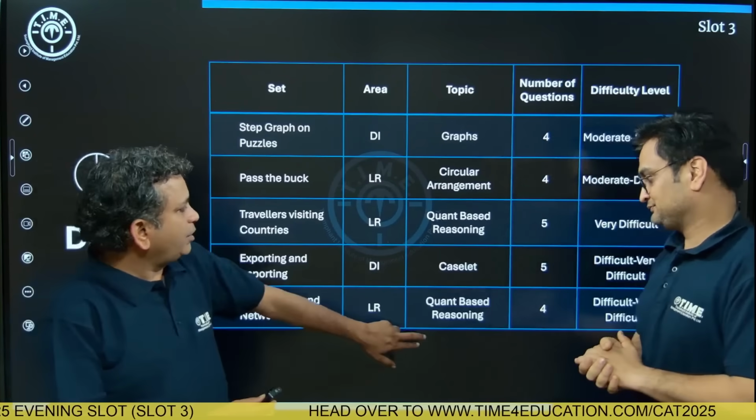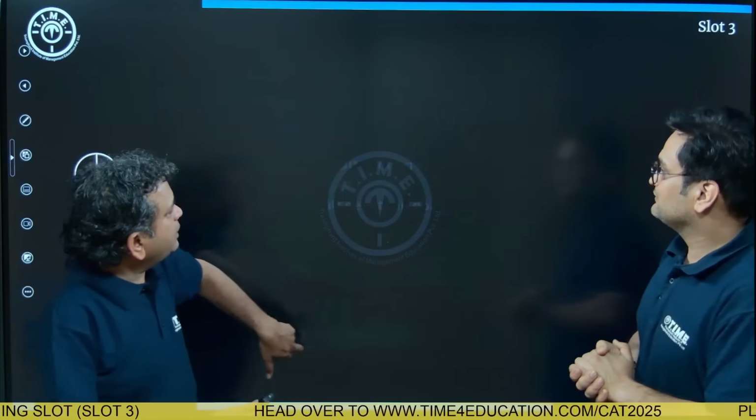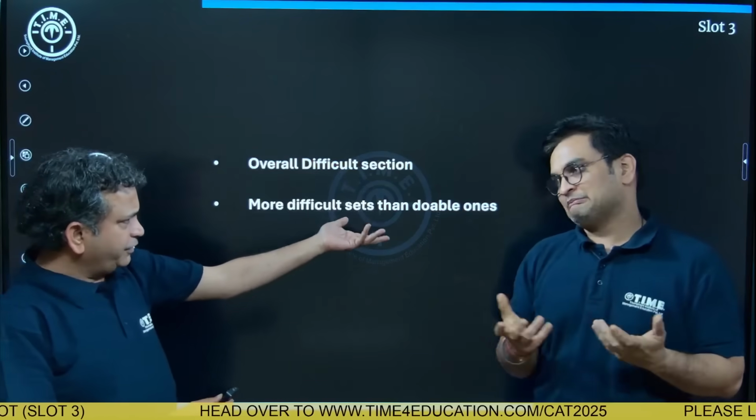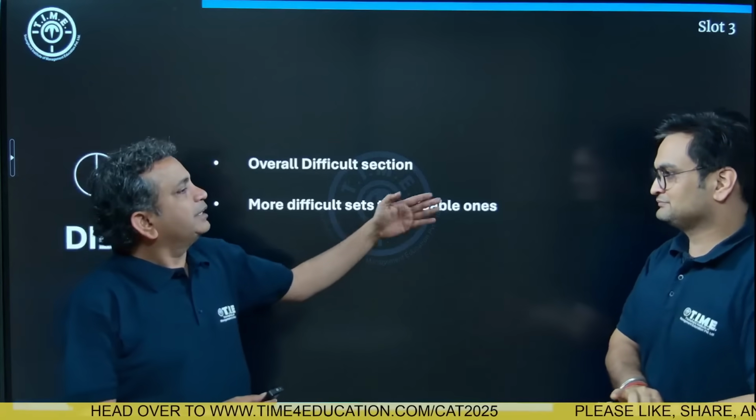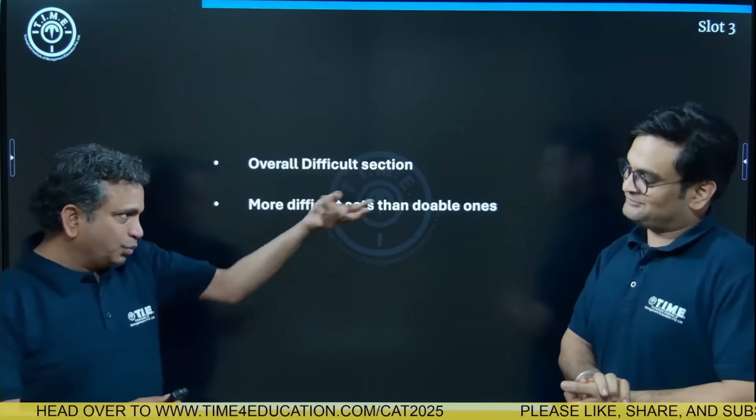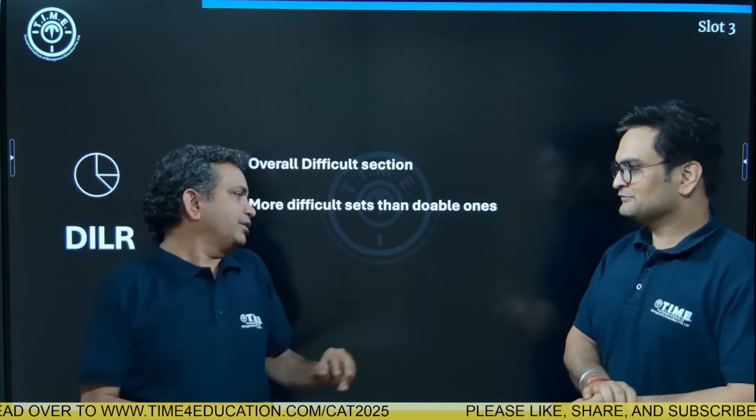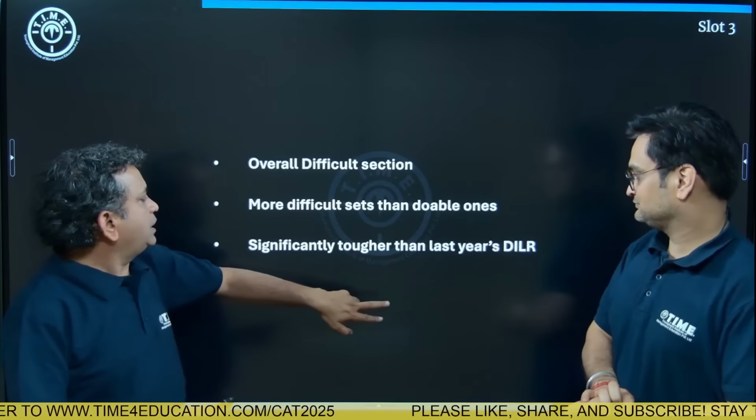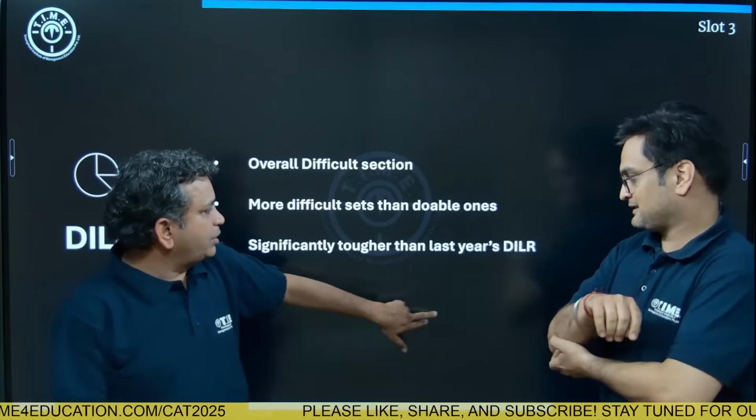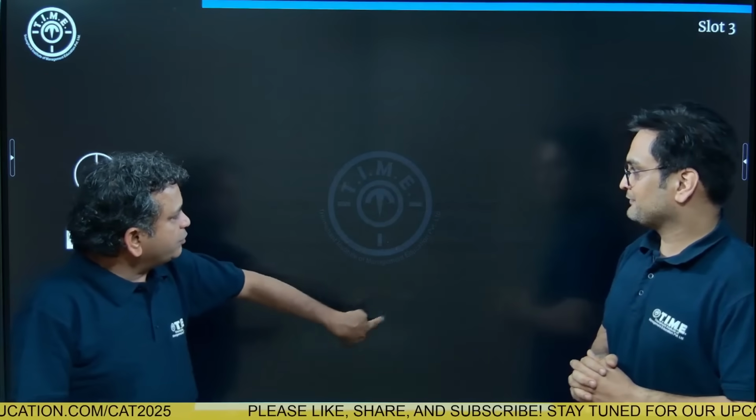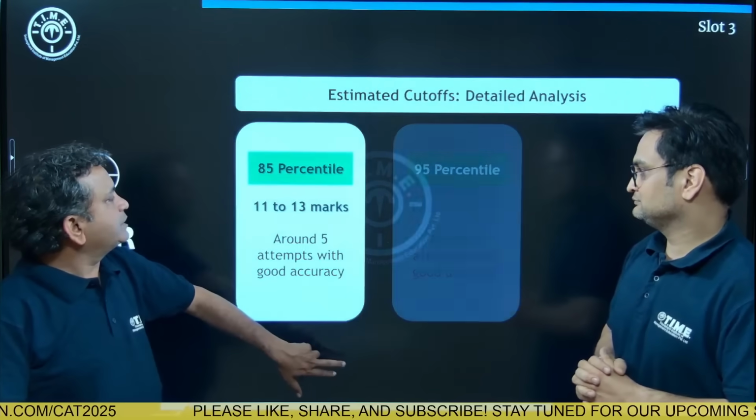Okay, so now let's quickly summarize the section. Overall, a difficult section. I don't think there is any debate in that. More difficult sets than doable ones. Yes, because you said 2 are kind of doable and the other 3 are not so much. Significantly tougher than last year's DILR, right? So let's quickly look at the cutoffs for this section.